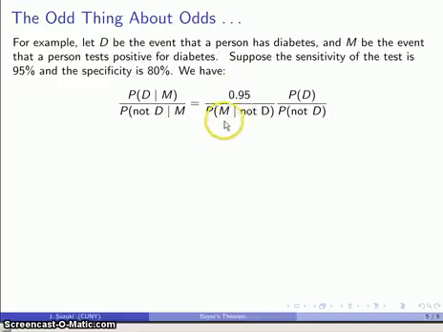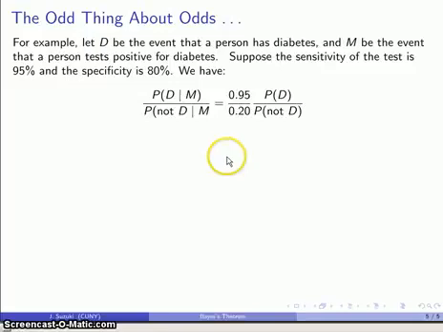This is our probability that a person tests positive given that we know they are not diabetic. Now, be careful with this. The specificity is the probability or the frequency that the person tests negative given that they do not have the medical condition. So if the specificity is 80%, what that says is the probability that the person will test positive even though they don't have diabetes is going to be the remainder, that's going to be 20%. And then expressing those values in there, we have our odds multiplier, 0.95 over 0.2, works out to be about 4.5.